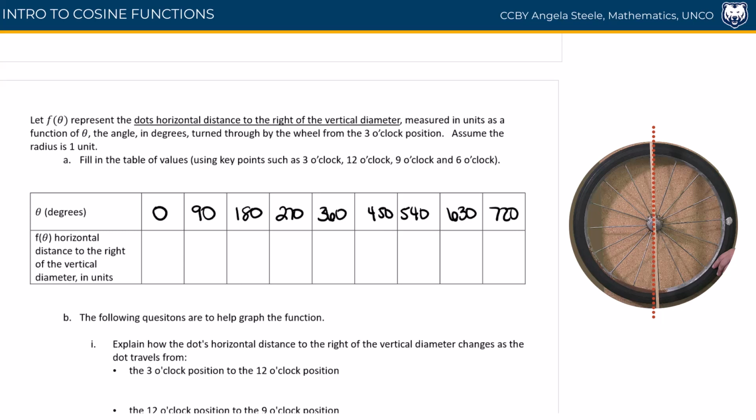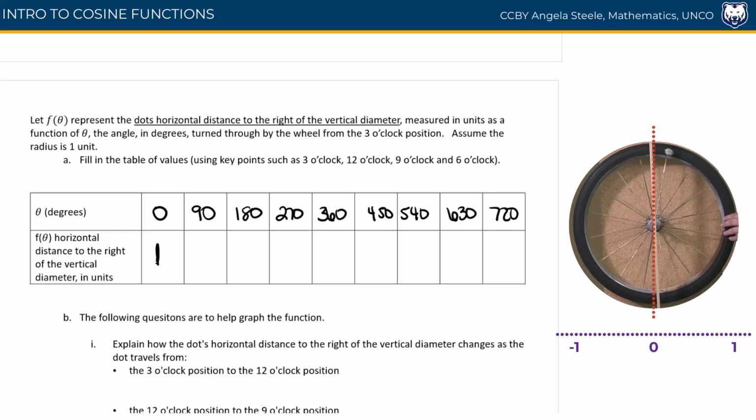All right, so now we're taking a look at the dot in those same positions, but again, comparing it to this vertical line. So at the 3 o'clock position, here you can see that the dot is 1 unit to the right of that vertical line. So that means that our output is going to be 1 in that 3 o'clock position. Okay, next, if we move to the 12 o'clock position, notice the dot is right on that vertical diameter. So that means that we are 0 units to the right of that vertical line.